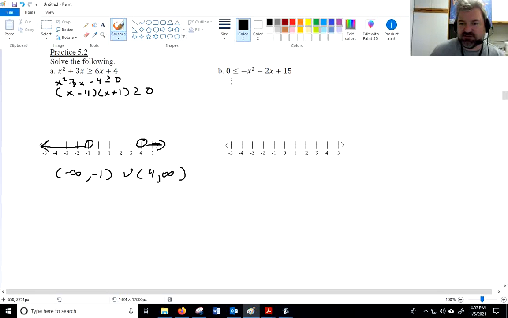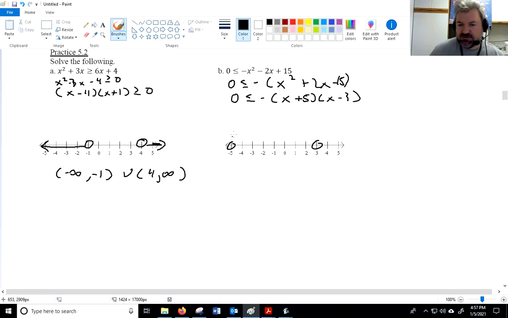All right, this one over here I think is also factorable. I'm going to factor out a negative. I get x squared plus 2x minus 15. And that gives me x, let's see here, I think I can do plus 5 and x minus 3. So 3 and negative 5. Because this graph is opening downward, though, it must go like that. So it must be below the x-axis.